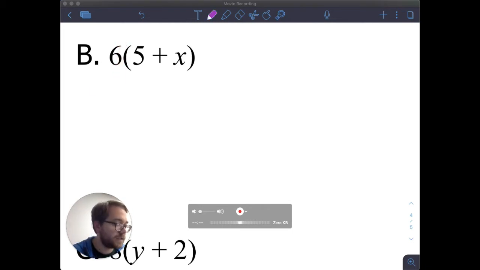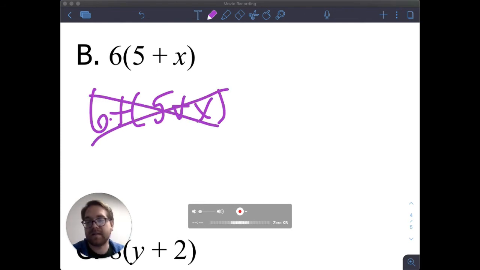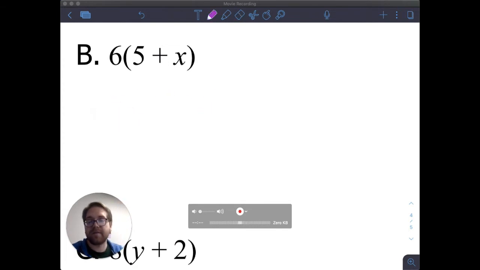If there was something like 6 plus 5 plus x, if it was like that, and there was this plus symbol in the middle there, then I couldn't do that. I'm not going to multiply. That's not the distributive property. Okay? It can't simplify it, but it's not the distributive property.